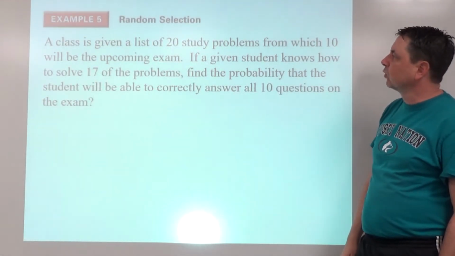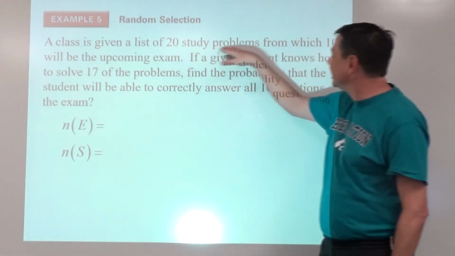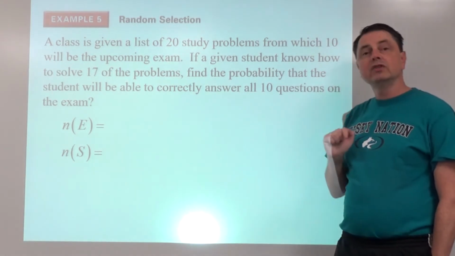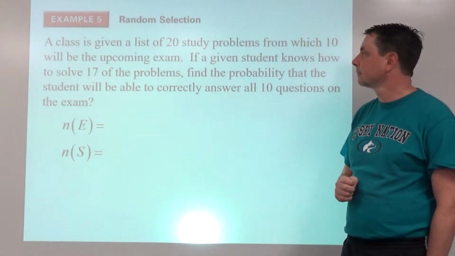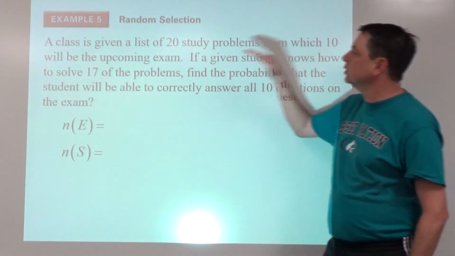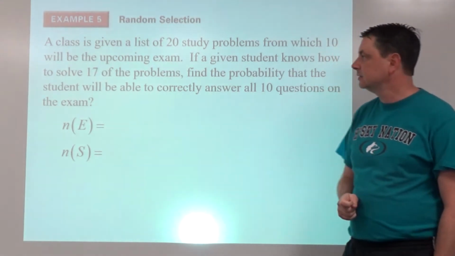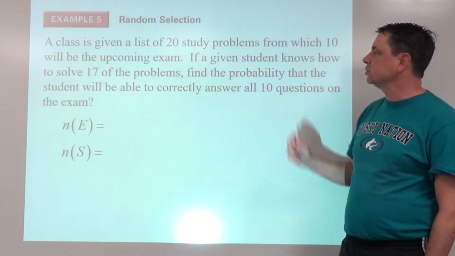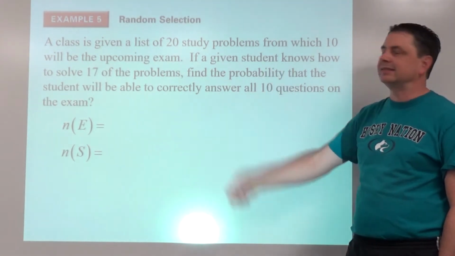Example number 5, random selection. Class list is given. You got 20 study problems. And of those 20 study problems, 10 are going to be on the exam. If a student knows how to do 17 of the 20, and they're in the study guide, what is the probability that the student will be able to correctly answer all 10 questions on the exam?